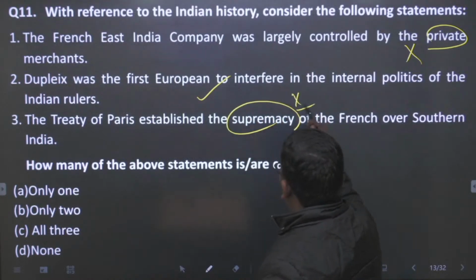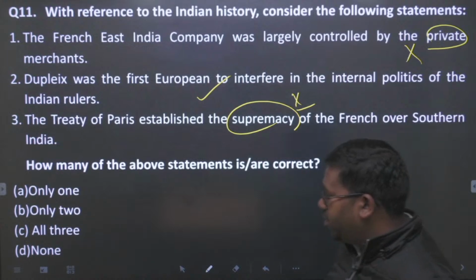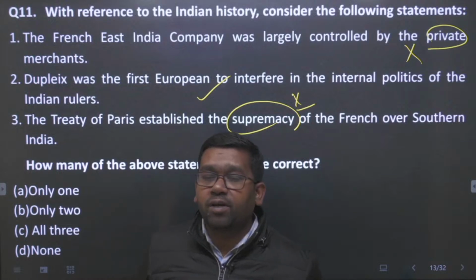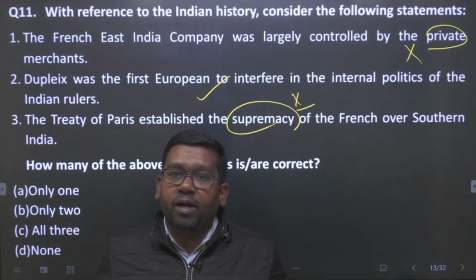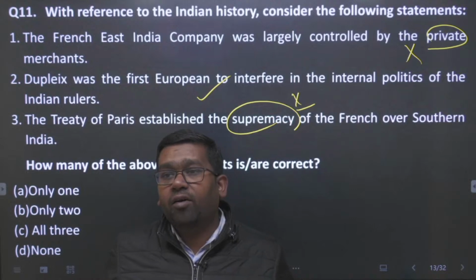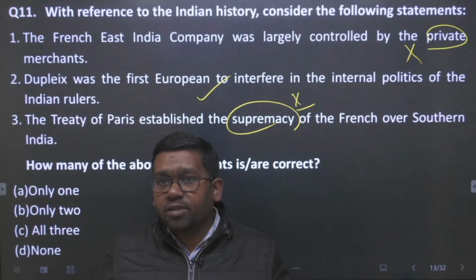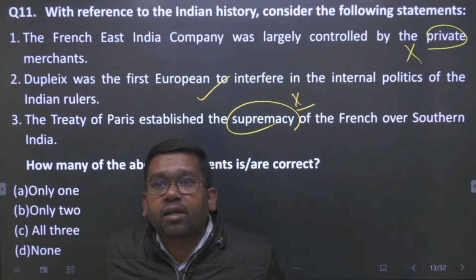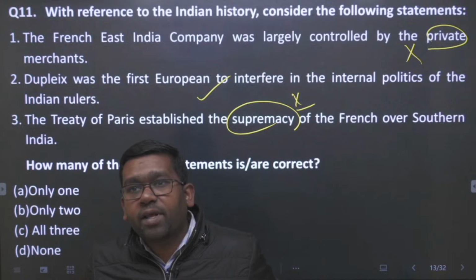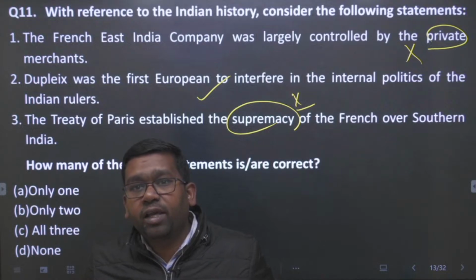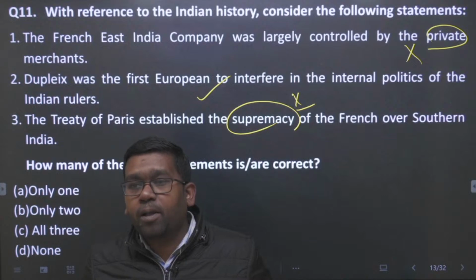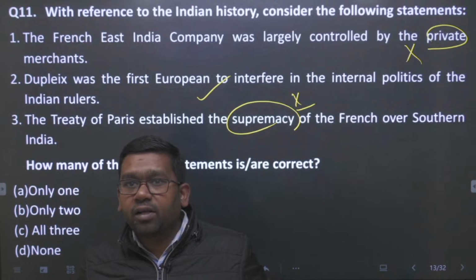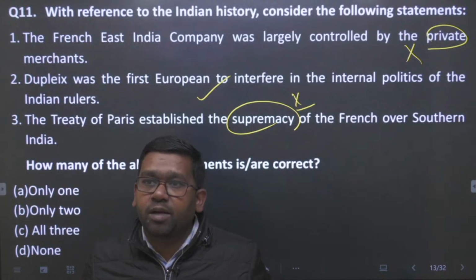As I discussed today also, before the Treaty of Paris, in the Third Carnatic War, what had happened? The British had captured all territories of the French after the Battle of Wandiwash. They were defeated and all their territories were captured. Then, according to the Treaty of Paris, signed in 1763, some of the territories were given back to the French, but they were told that they would not do any political activities in India. So this will be false. It did not establish supremacy, it was rather in a negative sense.